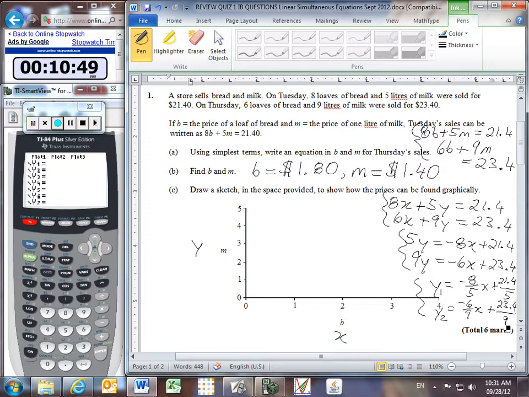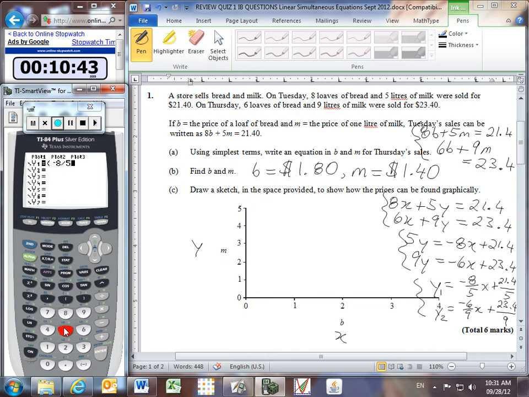So let's enter these quantities into the y1 and y2. First one, negative 8 over 5x plus 21.4 over 5. And the second one is negative 6 over 9x plus 23.4 over 9.